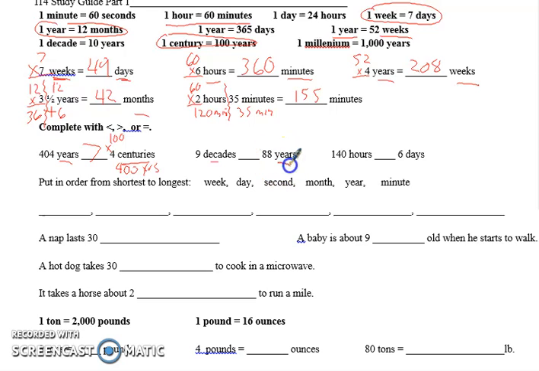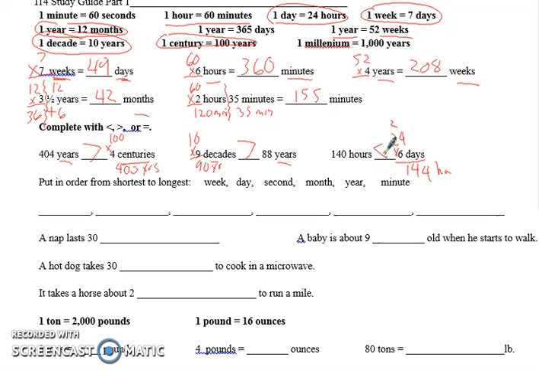We got decades and years. Here's my fact. 1 decade's 10 years, so I'm taking 10 times 9, and I get 90 years over here. 88 years over there. 90 years is more. Hours and days. We haven't used that one yet. 1 day is 24 hours, so I'm taking 6 times 24. 4, carry my 2, 144 hours, which is just a little more than 140.